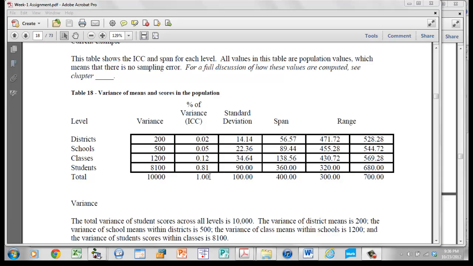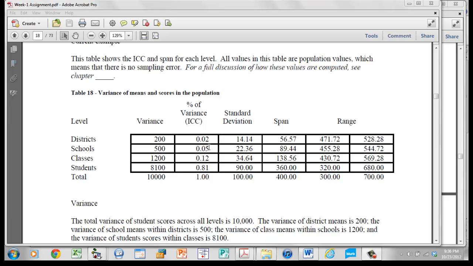You'll notice over here, by the way, that once we've moved to a standardized scale, the total variance is going to be 1, and therefore these are not only the proportion of the total variance, but they actually are the variance that we would get for each of these levels if we were working with a standardized scale. This would be the variance in standardized units for districts, schools, classes, students, and so on.